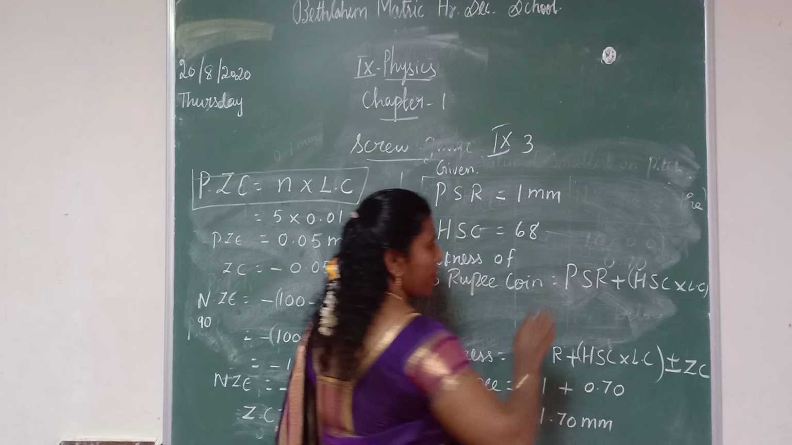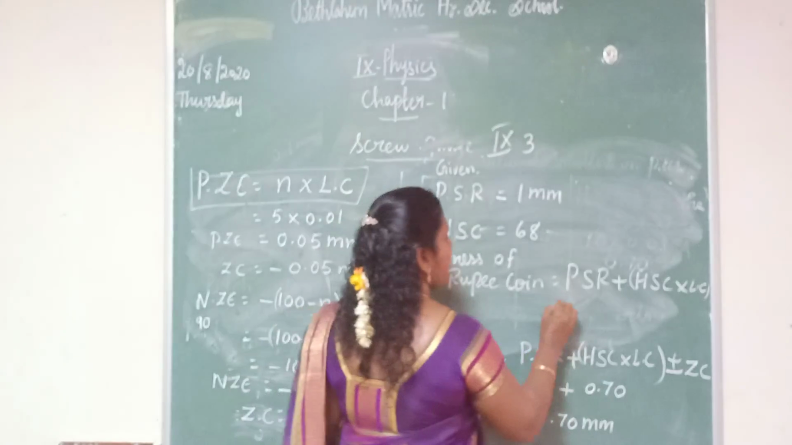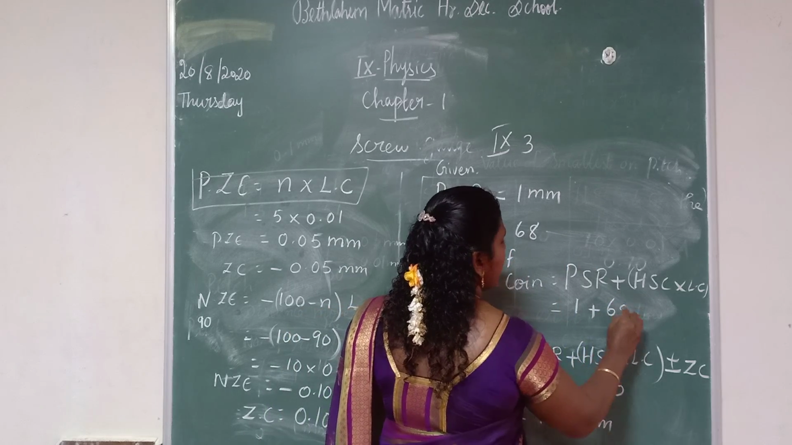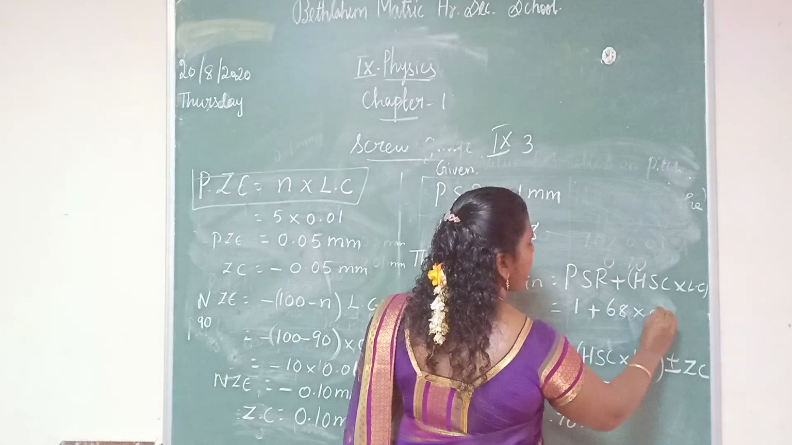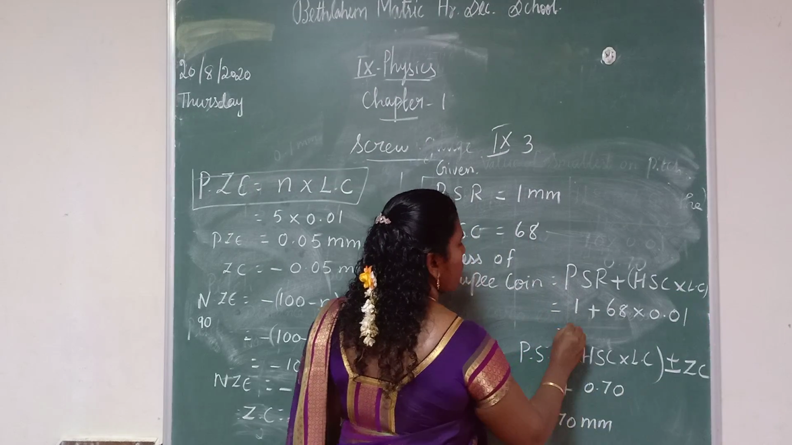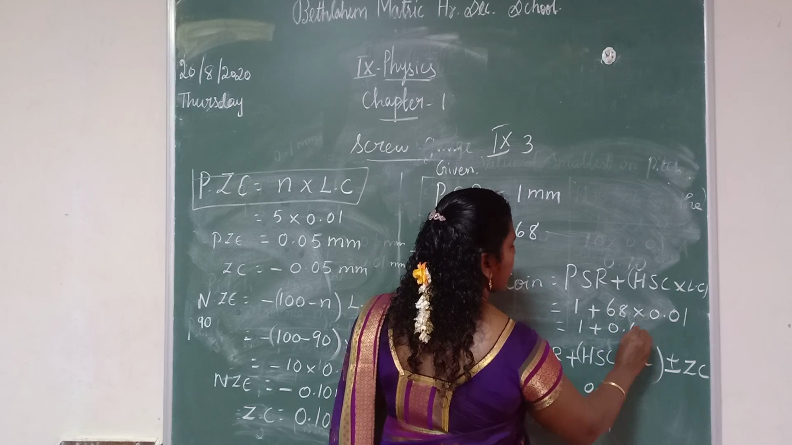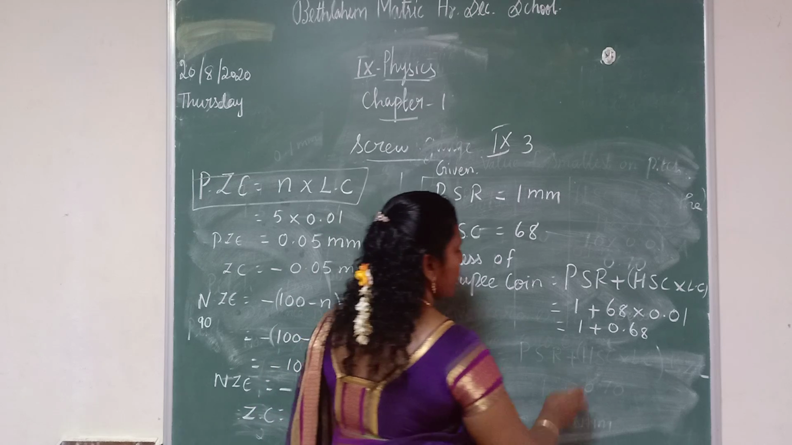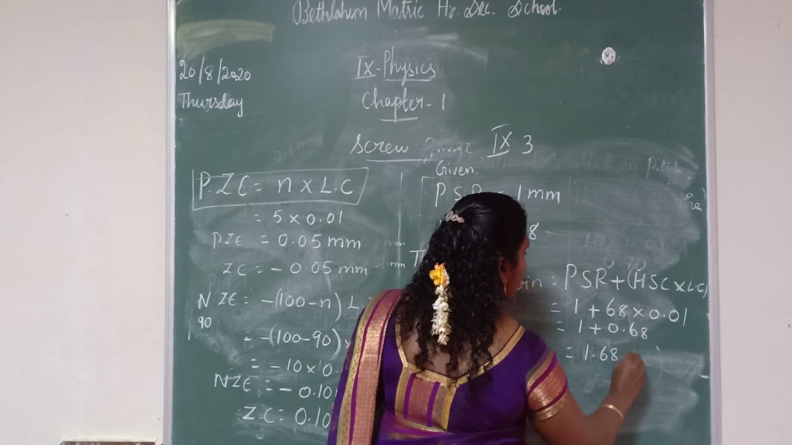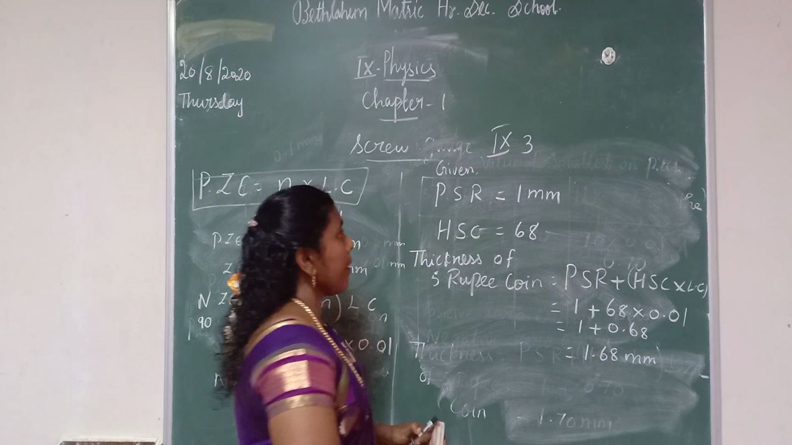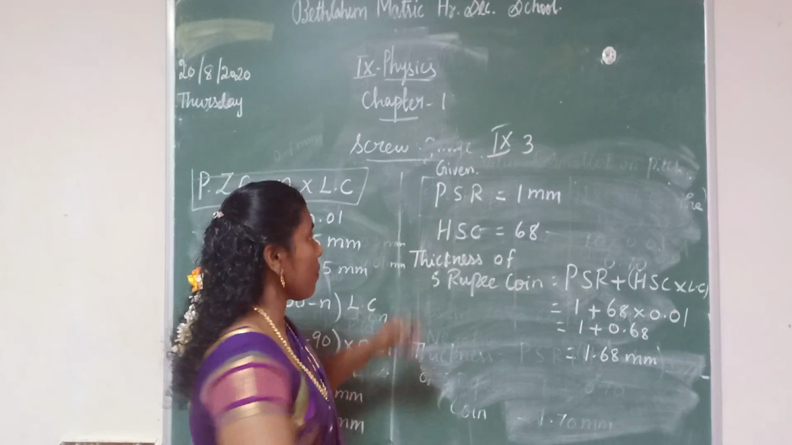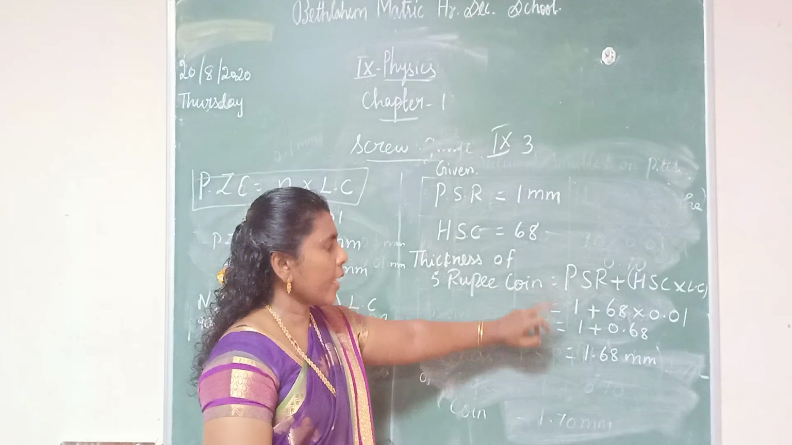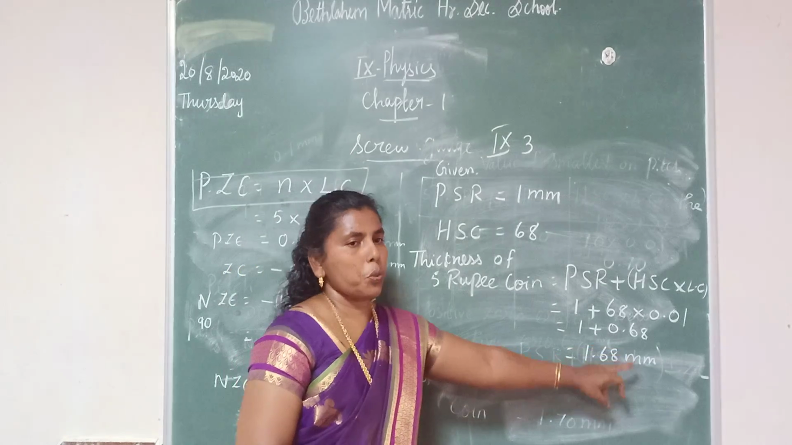In the question given, there is no error. So the PSR value is 1, plus HC 68. The least count is not given in the question, so you have to write 0.01. So you get 1 plus 0.68. So the answer is, the thickness of the 5 rupee coin is 1.68 millimeter. This is Roman letter 9, third question. First write what is given, then write the formula, then substitute the values, then the answer with unit.